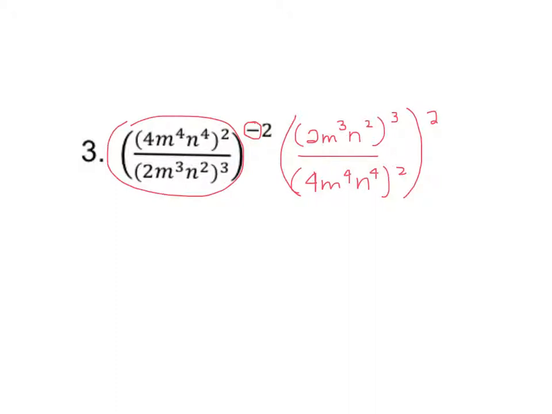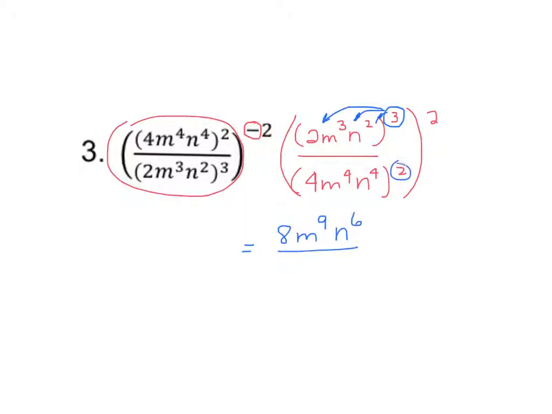Now I'm going to work on the inside here. I'm going to take care of this 3. This 3, just like in the first problem, I've got to cube each of these things in there. So I cube the 2, that's an 8. M cubed, when I cube it, I multiply exponents. N squared, I cube it, I multiply exponents.